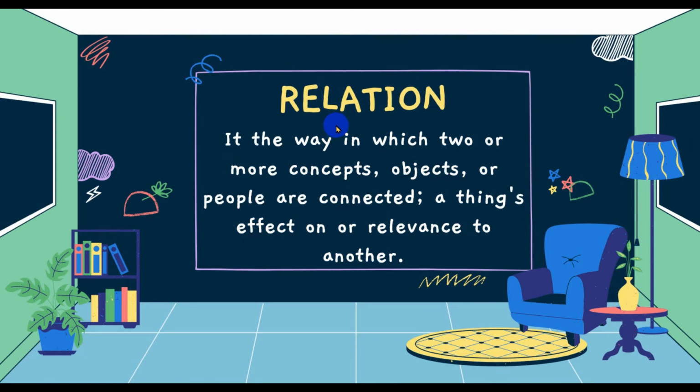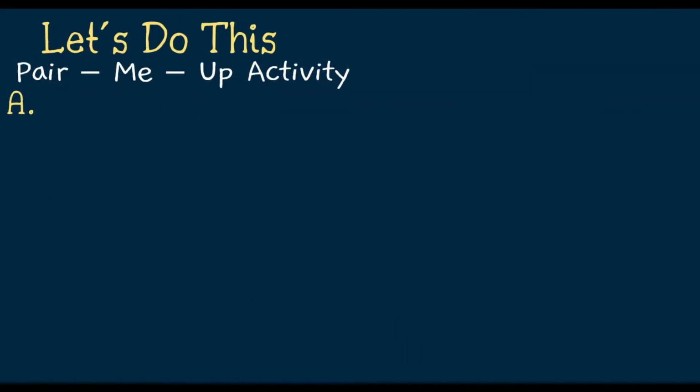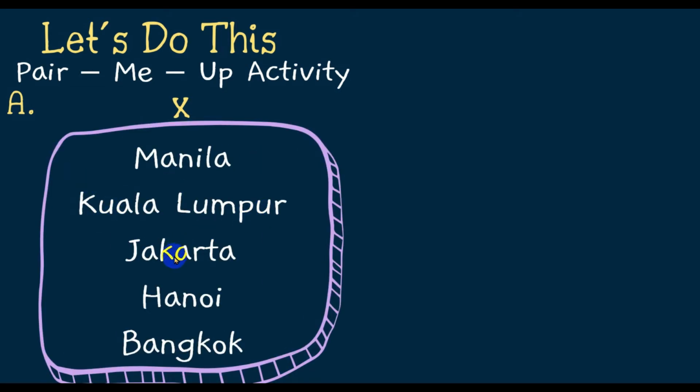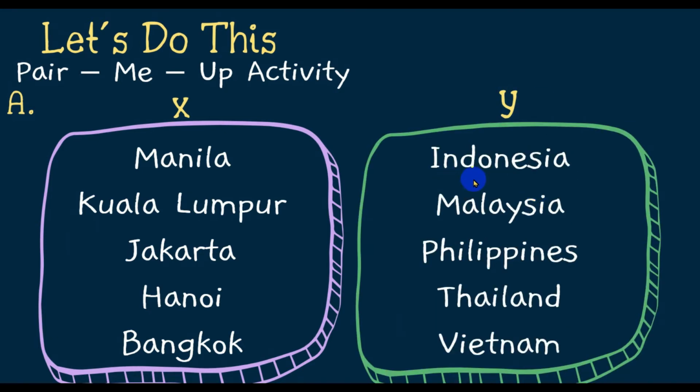So, before that, let's have this pair me up activity. Here we have elements on set X. They are Manila, Kuala Lumpur, Jakarta, Hanoi, Bangkok. And we have here set Y with the elements Indonesia, Malaysia, Philippines, Thailand, and Vietnam. We're going to match the elements from the set X to the elements on our set Y.